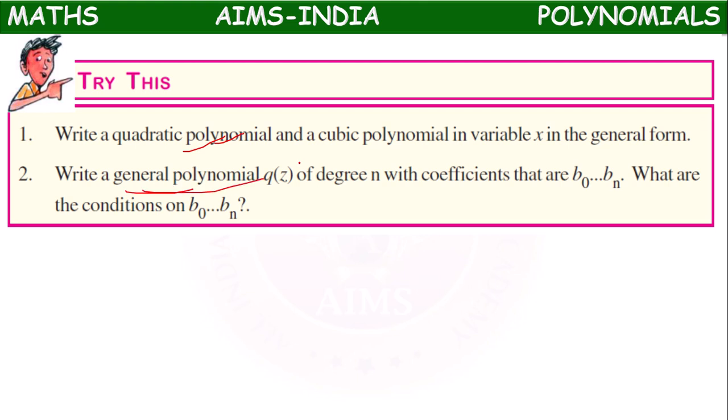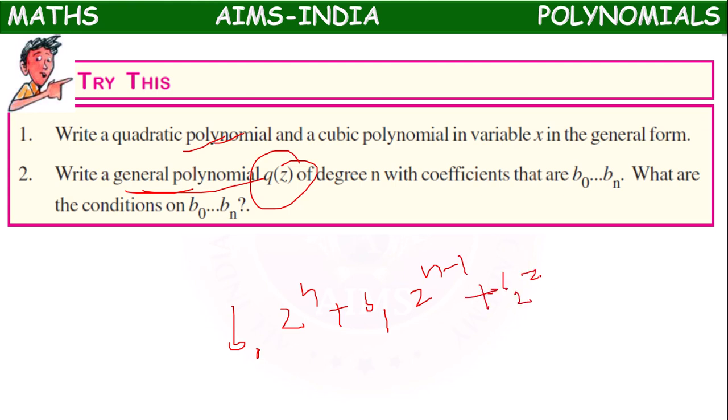So write a general polynomial q of z, means in terms of z we have to write b0 z power n, b1 z power n minus 1, b2 z power n minus 2, and so on. The last term will be bn, only the constant term. Before that one will be b n minus 1 z. Means here z power 0, here z power 1. Like this we can write with coefficients b0 to bn.